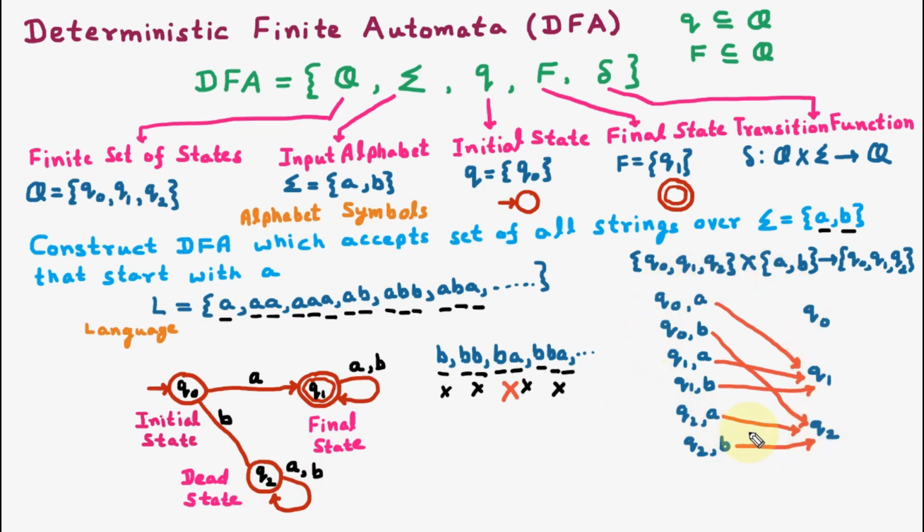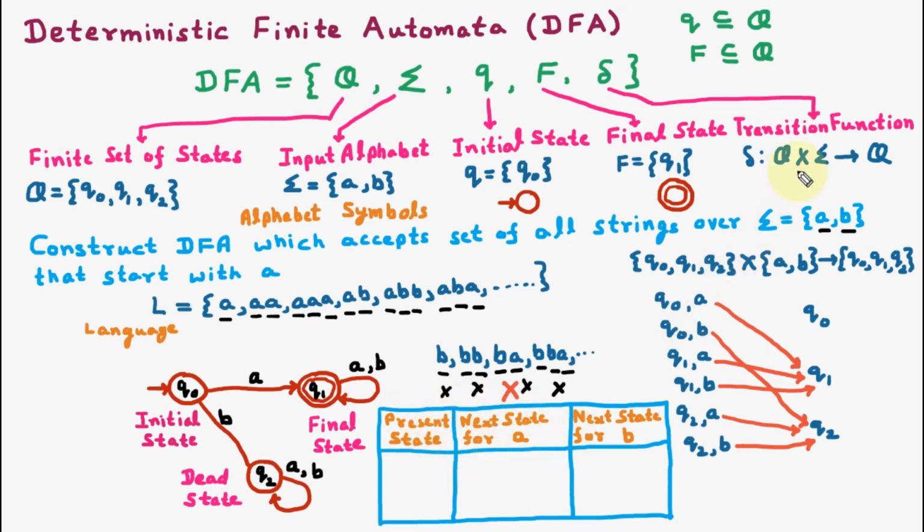So the transition function says that we are on some state and some input symbol will come and we are going to some other state. This is the transition which is given by the transition function. We can also draw a table for the transition function. So this is the transition table for the transition function, where we have three fields. The first field signifies the present state, and the second one is the next state if A will come, or the next state if B will come.